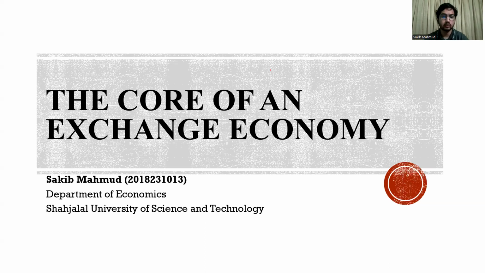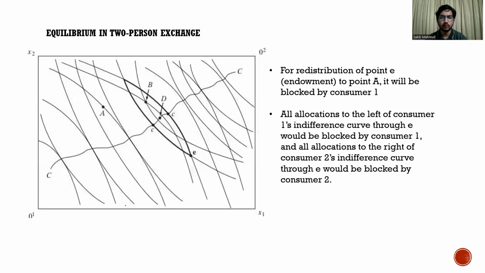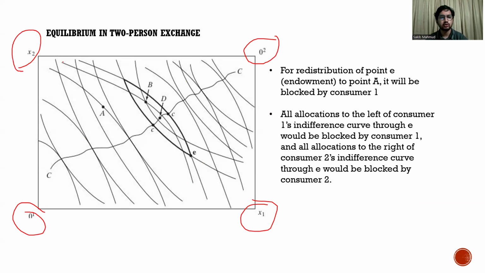Today, I'm going to talk about the core of an exchange economy. To understand the topic, we would first need to get to know about the Edgeworth box, where there are two persons, person one and person two, and two goods, x1 and x2. Here we just draw, combined, the indifference curves of two persons' utility sharing x1 and x2.